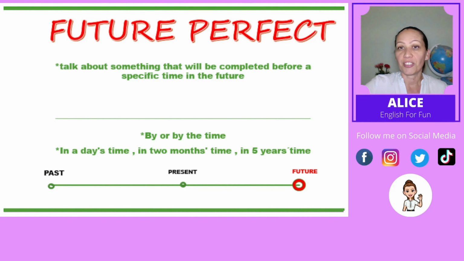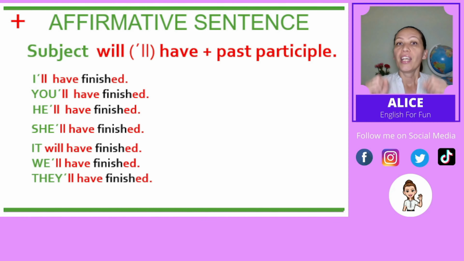Now it's time for us to see how we can form an affirmative sentence using future perfect. So to make an affirmative sentence, we should put subject first, will, have, and past participle. If you don't remember what is past participle, at the end of this video I'll leave you a table of some irregular verbs with their past participle forms. And now let's have a look at an example with word to finish.